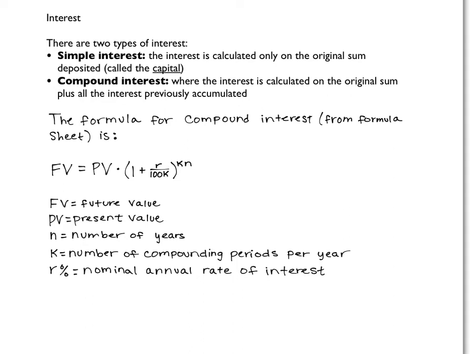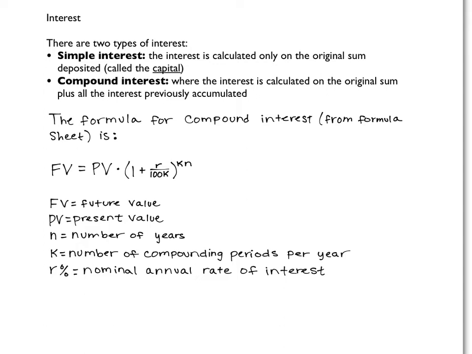Okay, so there are two types of interest that we're going to talk about right now. The first kind is simple interest. It's interest that's calculated only on the original sum that you deposit, which we call capital, versus compound interest, where every time you calculate interest, you're going to include the whole amount in the account. So even if that means that after 3 years you've gotten, let's say, $20 in interest over the past 3 years, then they're going to calculate their next interest, including that $20.